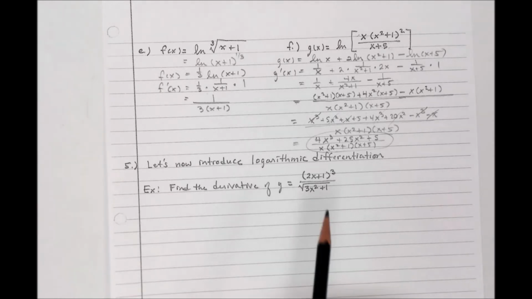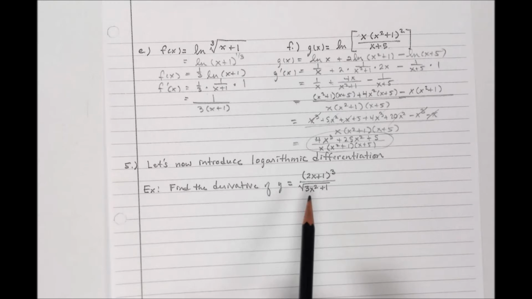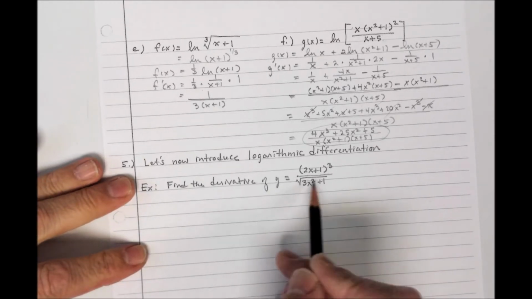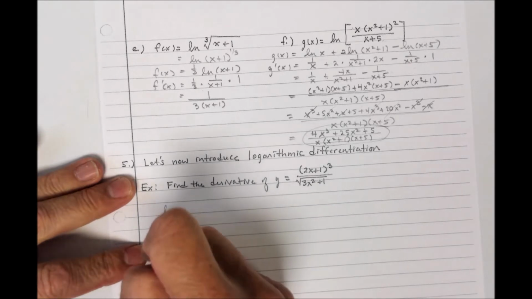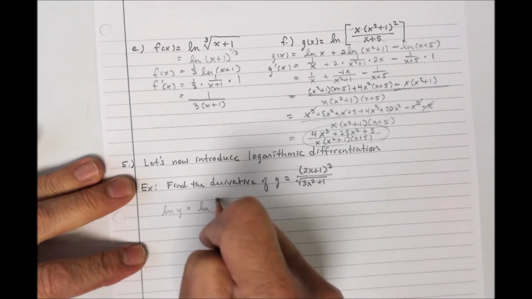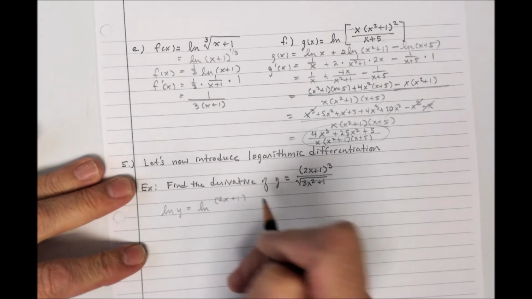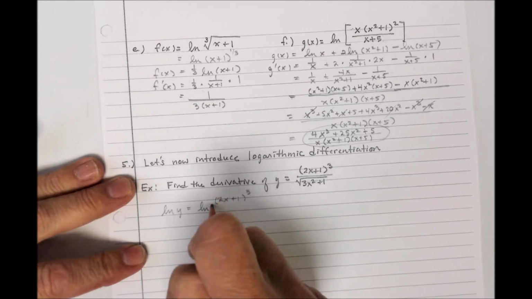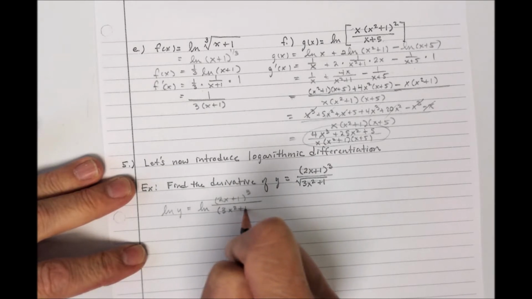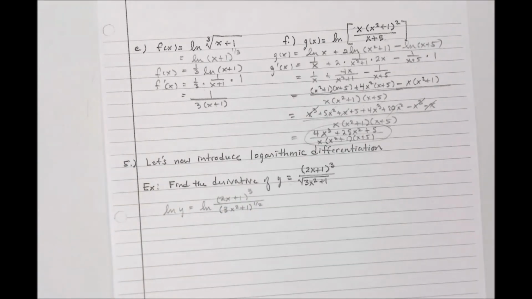And to do that, notice there are no logarithms here, but we're going to take the natural log of both sides of this expression. The natural log of y equals the natural log of the quantity 2x plus 1 to the third all over, I'm going to write this as 3x squared plus 1 to the half. Let me get another pencil here, maybe a little bit sharper.